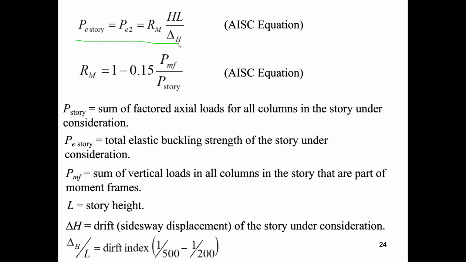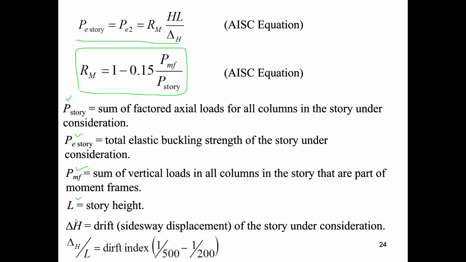P_E,story equals R_m times HL over delta H, where R_m equals 1 minus 0.15 times P_mf over P_story, where P_story is the sum of factored axial loads for all columns in the story under consideration. P_e,story is the total elastic buckling strength of the story under consideration. P_mf is the sum of vertical loads in all columns in the story that are part of moment frames.